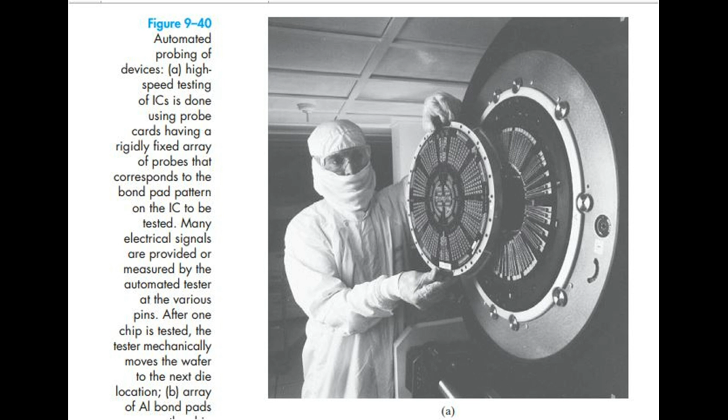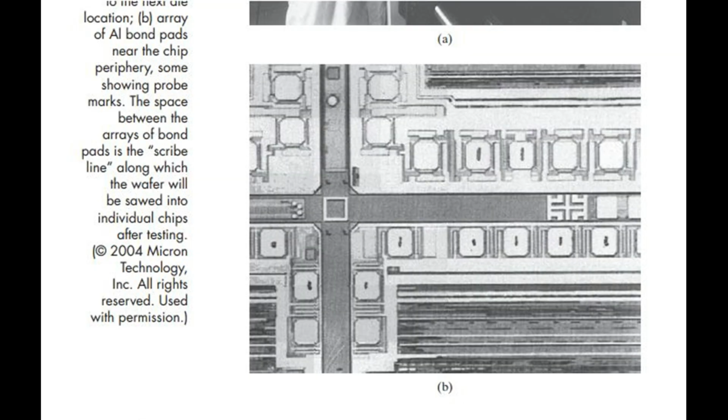Figure 940. Automated probing of devices. A. High-speed testing of integrated circuits is done using probe cards having a rigidly fixed array of probes that corresponds to the bond pad pattern on the integrated circuit to be tested. Many electrical signals are provided or measured by the automated tester at the various pins. After one chip is tested, the tester mechanically moves the wafer to the next die location. B. Array of aluminum bond pads near the chip periphery, some showing probe marks. The space between the arrays of bond pads is the scribe line along which the wafer will be sawed into individual chips after testing. 2004 Micron Technology, Incorporated.